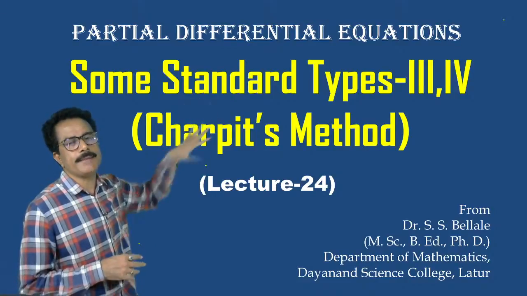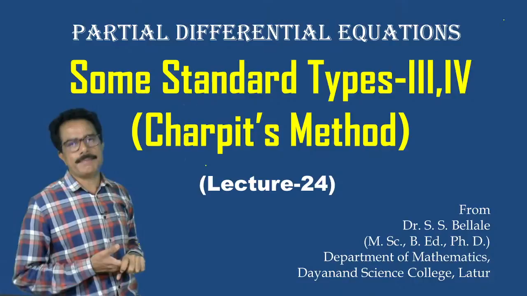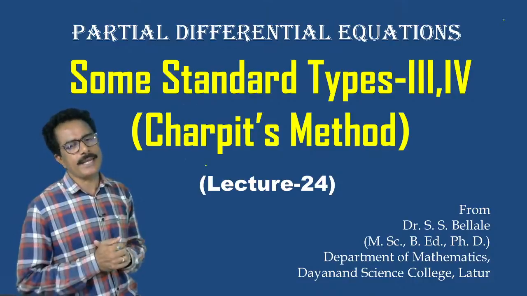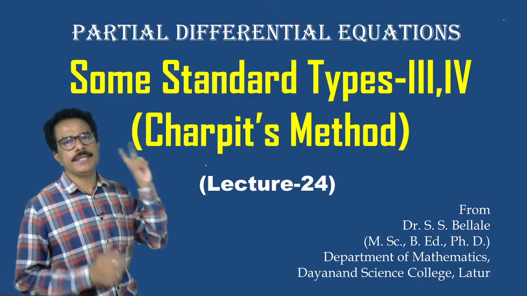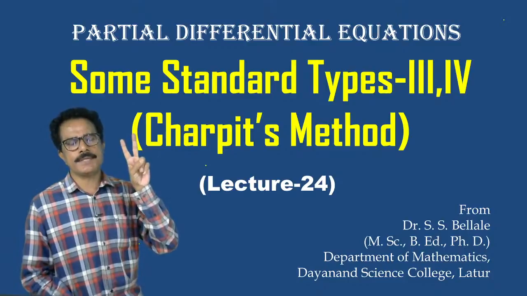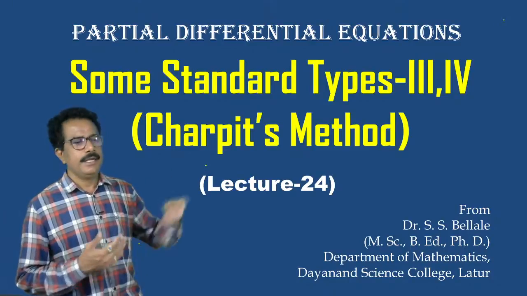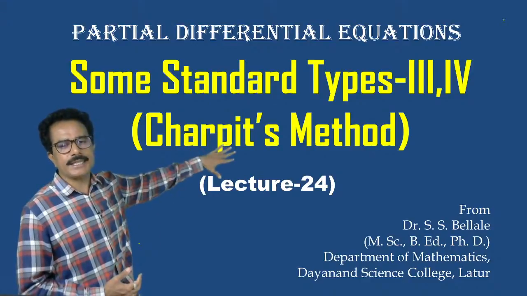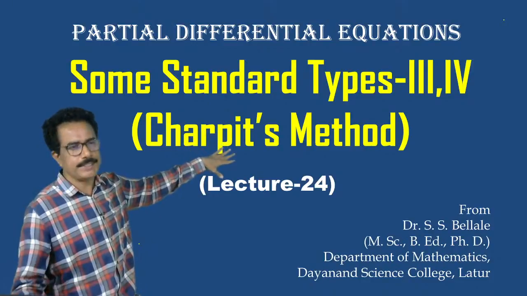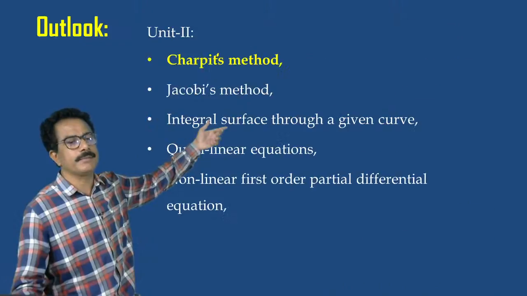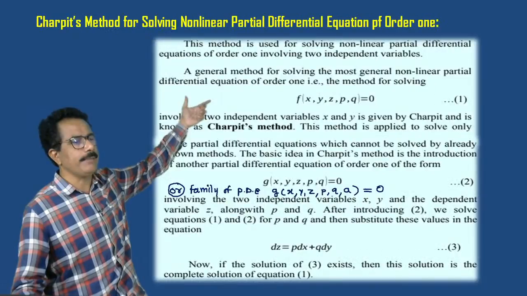Today we shall learn some standard types, that means 4 standard types. Yesterday we have seen 2 standard types and also solved a number of problems based on them. These are the standard types belonging to Charpit's method. Today we shall discuss method number 3 and method number 4. This is Charpit's method.